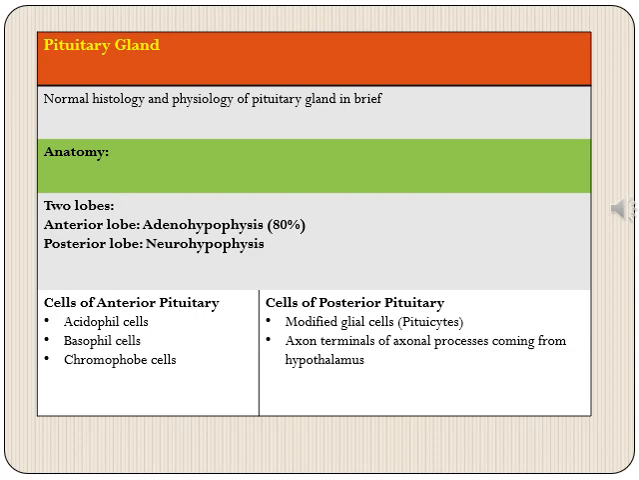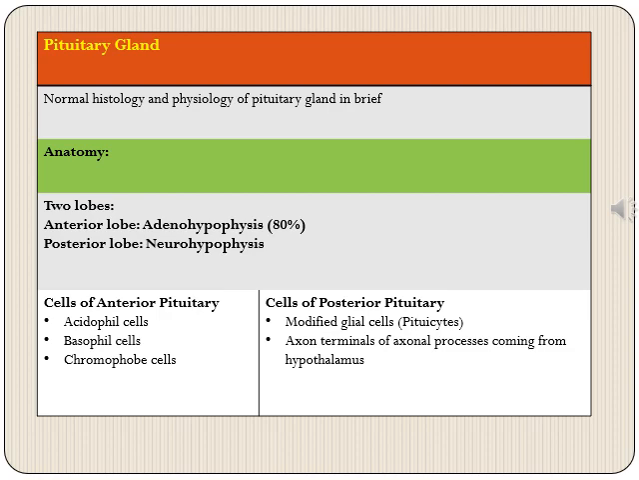Starting with pituitary gland. Normal histology and physiology of pituitary gland has been covered in detail in first year. So we will not be discussing it in that much detail, but just a brief revision so that you get some basic idea, and then we will start with pathological conditions of pituitary.